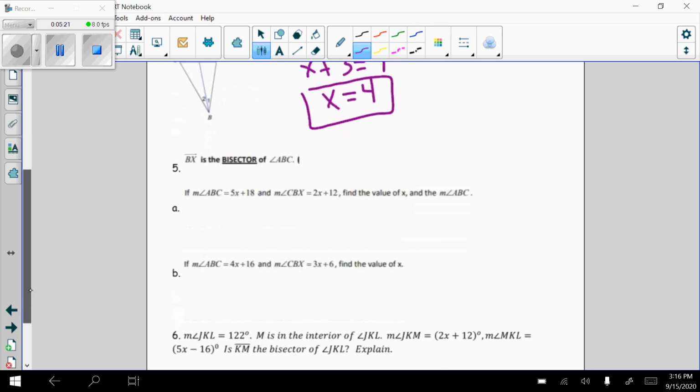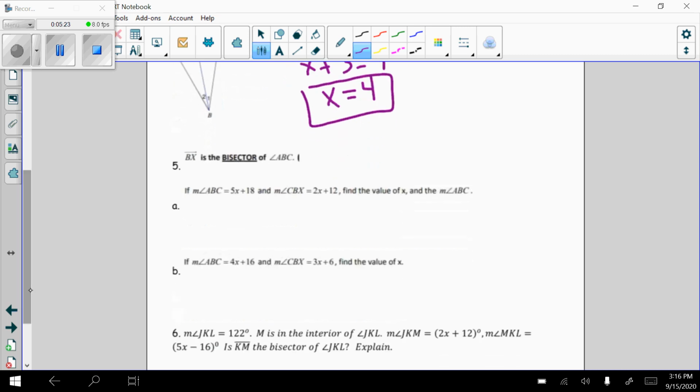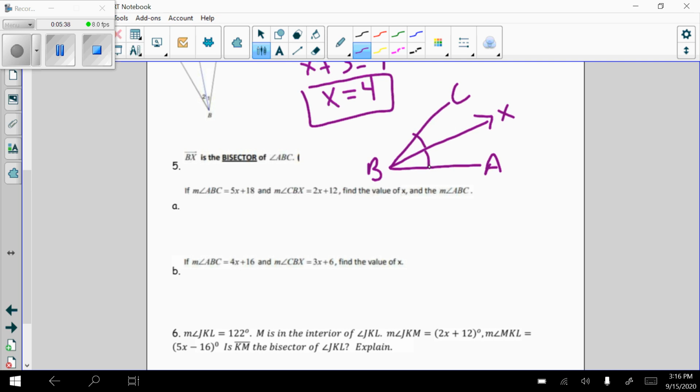Number 5, ray BX is the bisector of angle ABC. If you want to see a picture of that, we could go ahead and draw that. So I'm just going to draw angle ABC. BX bisects, so it means both of those are the same. ABC, so the entire thing is 5x plus 18, and CBX is 2x plus 12. Find the value of x.